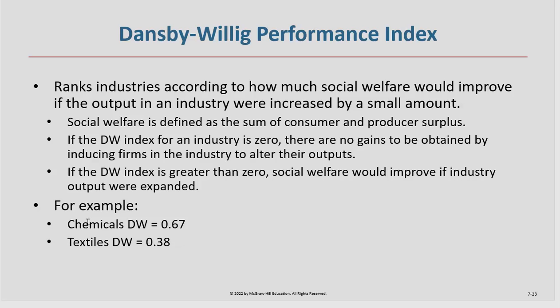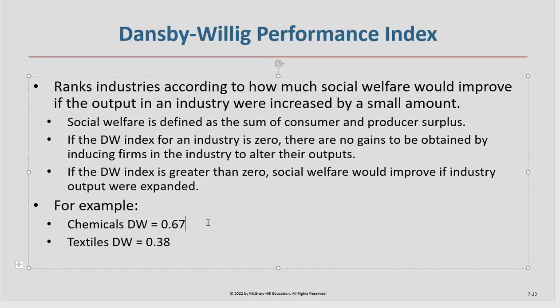Okay, but if the DW index is greater than 0, consumer and producer surplus would increase if industry output was expanded. So here's an example that's provided in the textbook. Bay and Prince say that in the chemical industry, the Dansby-Willig index is 0.67.